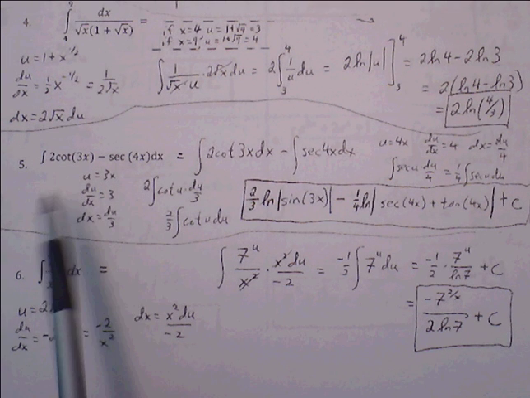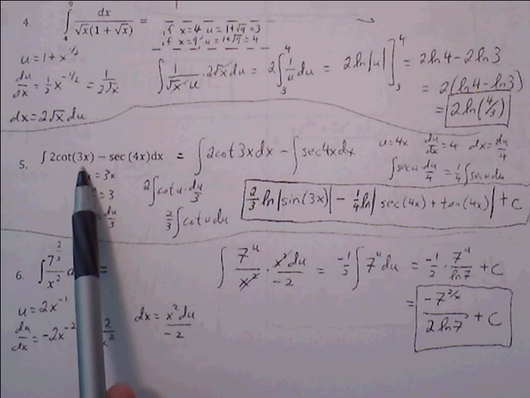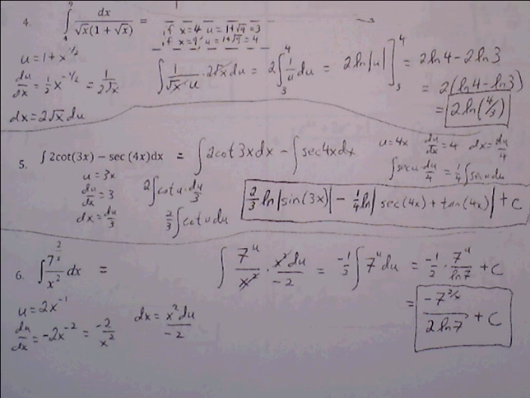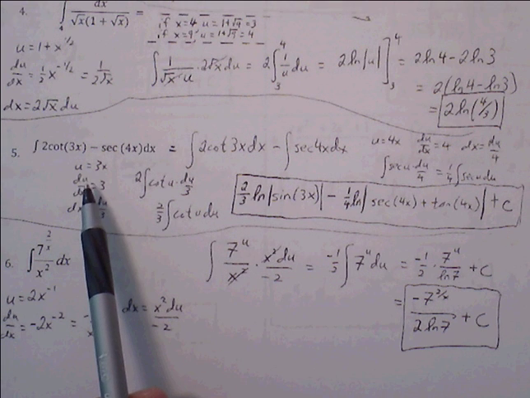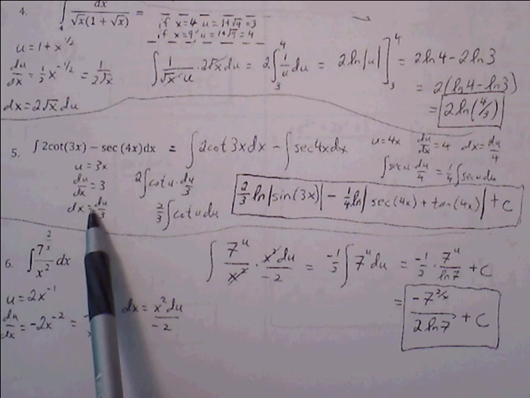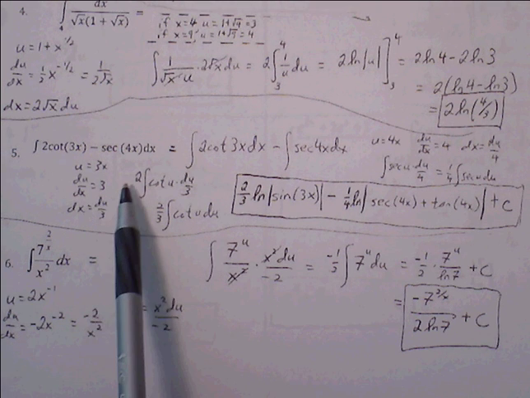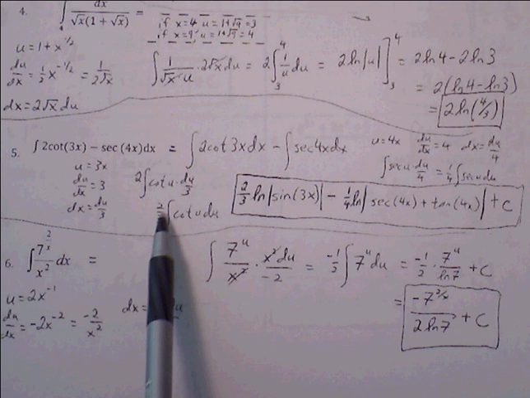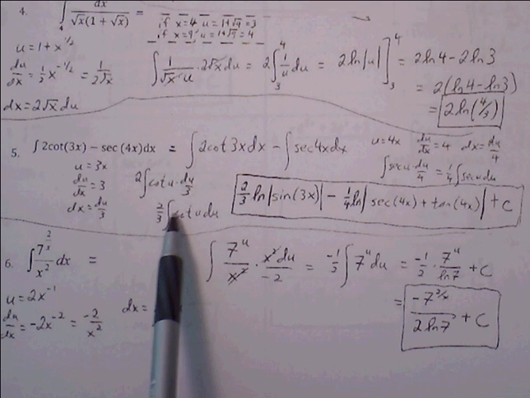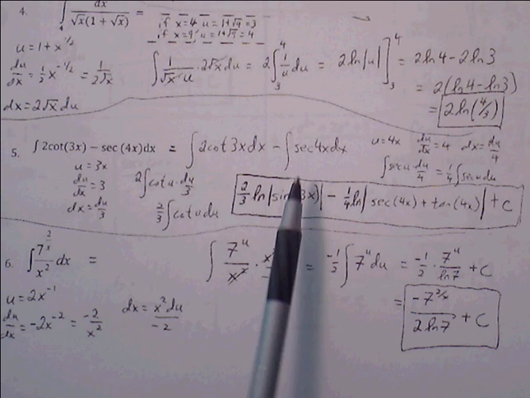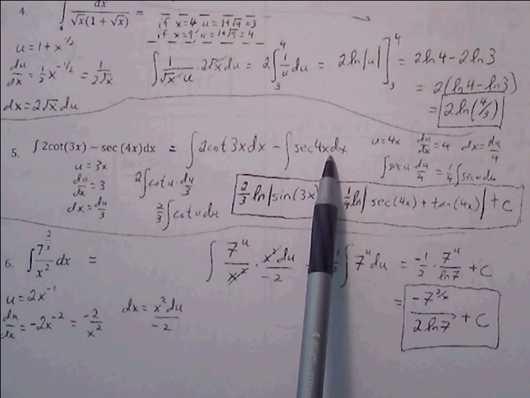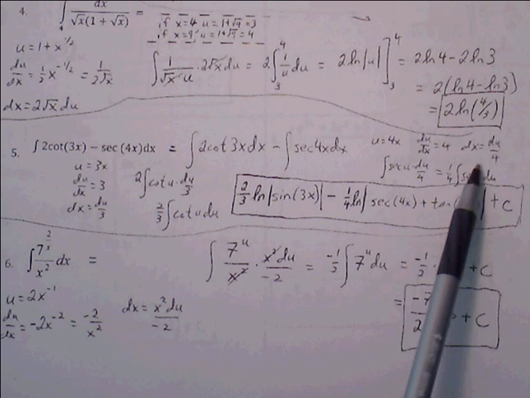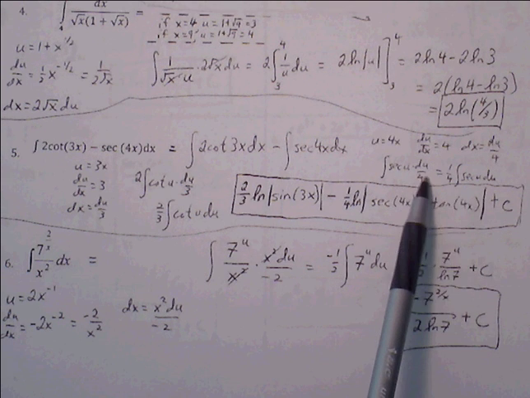All right, we'll let the u value for the first expression be 3x, so u is 3x, so the derivative of u with respect to x is 3. Solve for dx, we get du over 3. So that's 2 integral of cotangent u times du over 3, and the 3 can come out as 1/3, which with the 2 becomes 2/3 integral of cotangent of u du. All right, secant of 4x, if we let the u value be 4x, then du over dx equals 4. Solve for dx, dx equals du over 4. We can pull the 4 out as 1/4, and now we can apply the rule.